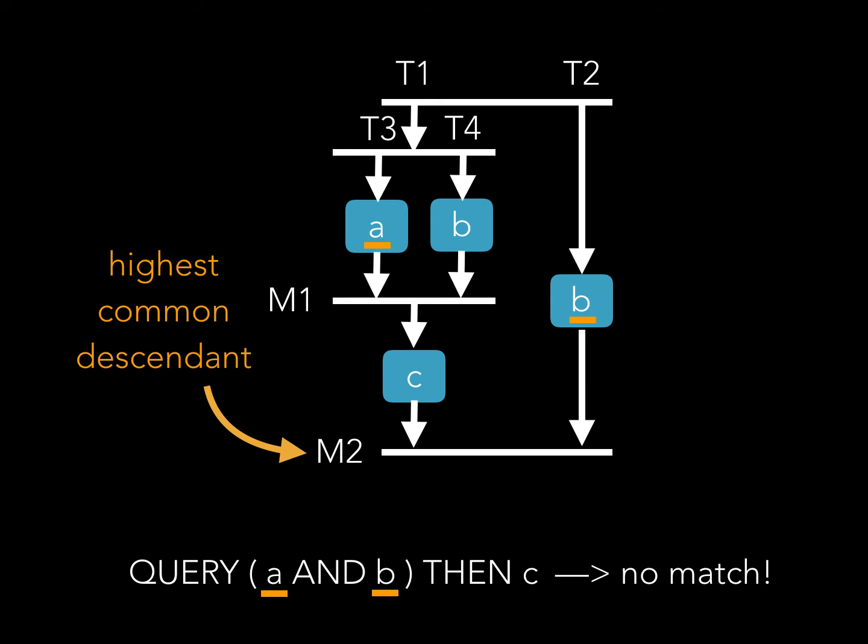To address this, the engine actually considers all possible matches of the left operand when evaluating the then operator. As you can imagine, this can result in a large number of combinations depending on the complexity of the left operand as well as the complexity of the story itself.